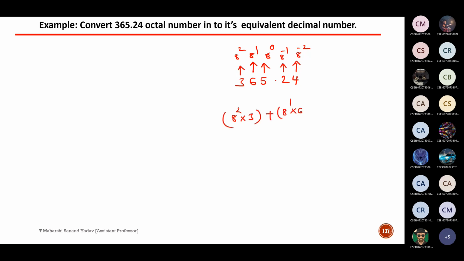So convert 365.24, which is in octal, into decimal. 365.24 octal. 8 power 0, 8 power 1, 8 power 2. This will be 8 power minus 1, 8 power minus 2. After this, what should I do? Multiply and add. So 8 square into 3 plus 8 into 6 plus 8 power 0 into 5.